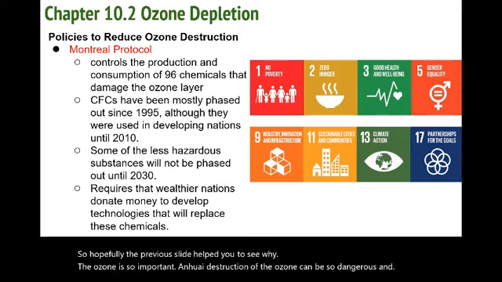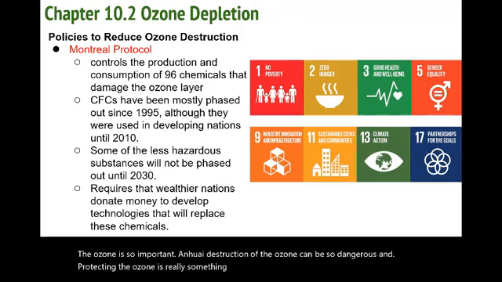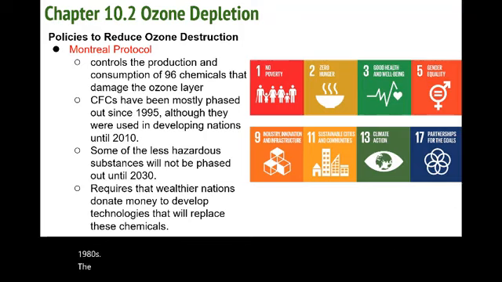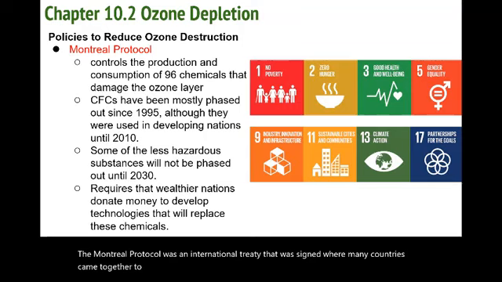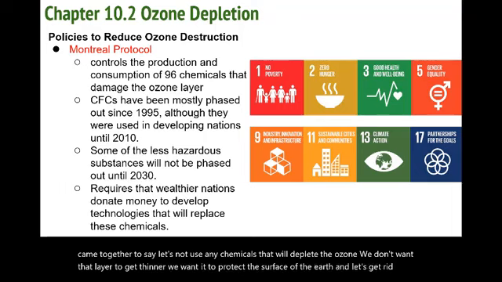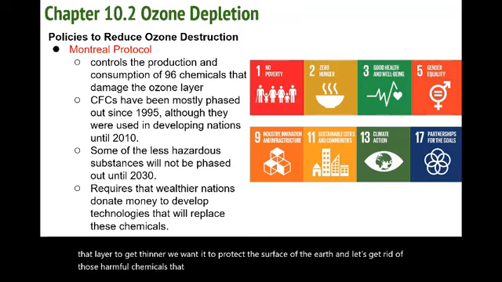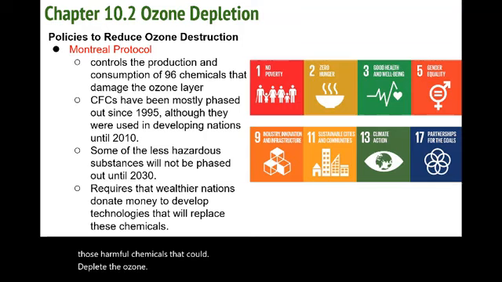And protecting the ozone is really something that globally everyone agrees with. And so in the late 1980s, the Montreal Protocol was an international treaty that was signed where many countries came together to say, let's not use any chemicals that will deplete the ozone. We don't want that layer to get thinner. We want it to protect the surface of the Earth, and let's get rid of those harmful chemicals that could deplete the ozone. So a lot of them have been removed, a lot of those harmful chemicals.